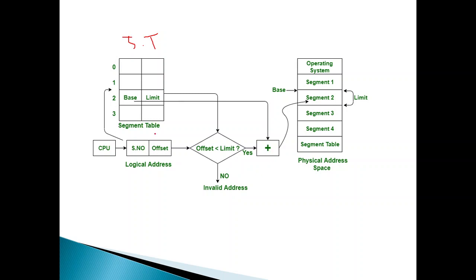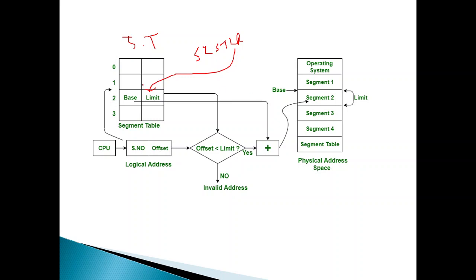Here the condition is that the segment number S should be less than STLR, that means the segment table length register. The segment table register always denotes the limit of the table only. So when the CPU executes, it has a logical address, and it consults the base and limit in the segment table. It checks whether S is less than STLR, and then checks whether the offset is within the limit, and then it adds to get the physical address.